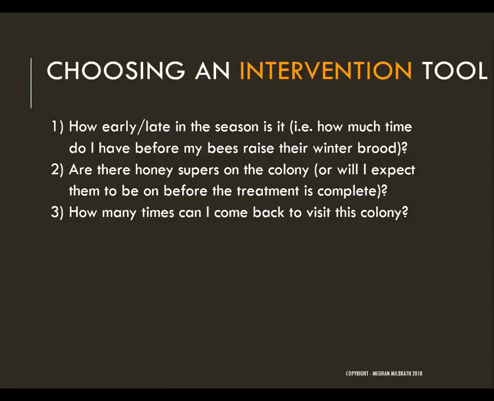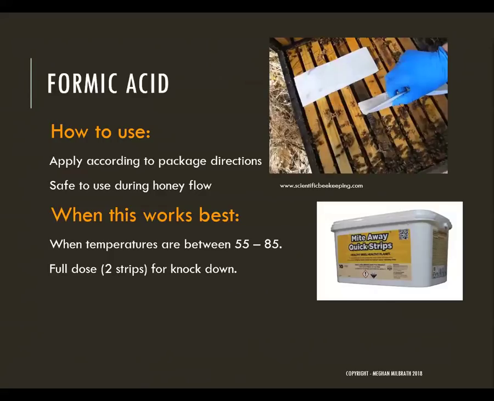And so you have to make sure that if it's really, really high and you have 4 weeks left till the winter brood is raised, then you've got some time. But if it's really, really high and it's pretty late in the season, then you really want to do something that's going to drop it quickly. So again, formic acid is one of our tools that we can use at the time that it's a peak.